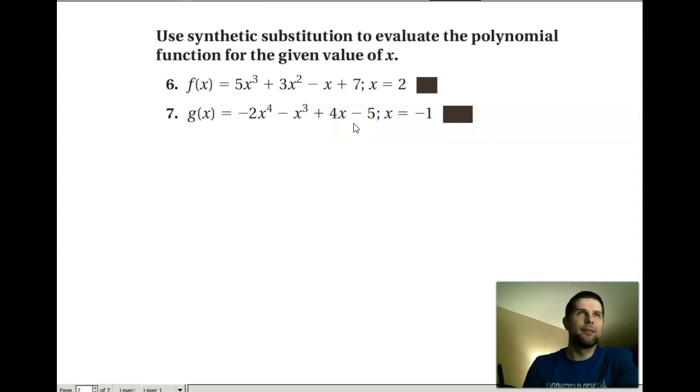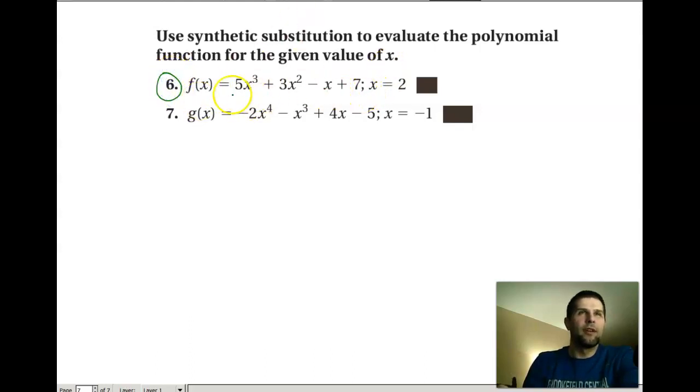All right, in this example, we're looking at synthetic substitution. We can use synthetic substitution to evaluate the polynomial. In a previous example, we looked at a polynomial and evaluated it by just plugging in the number and figuring out what it evaluated to. We can also use something called synthetic substitution to do the exact same thing. So I'm going to do this for number 6 right here.